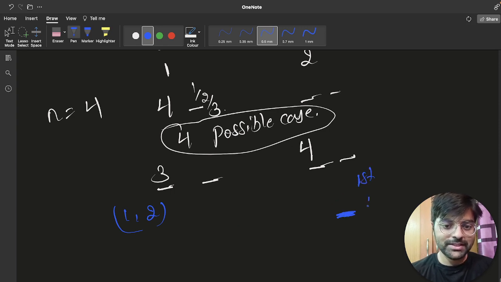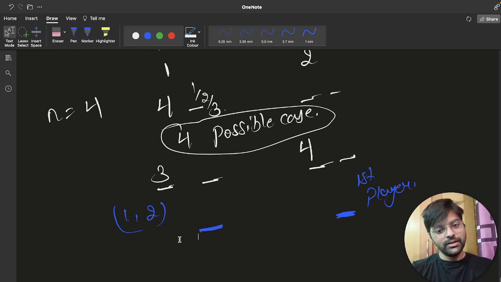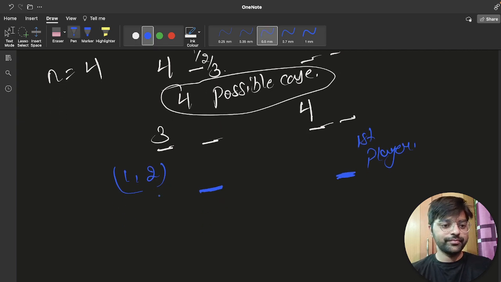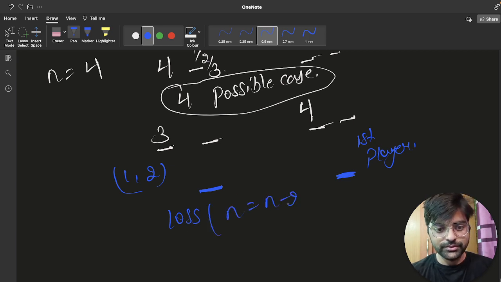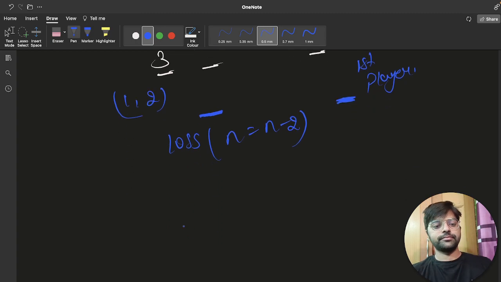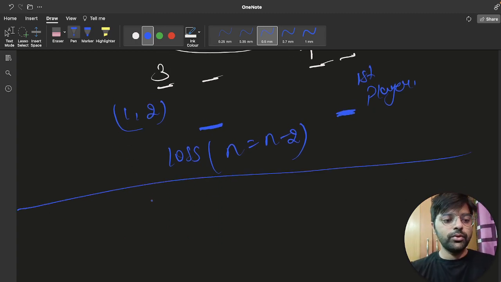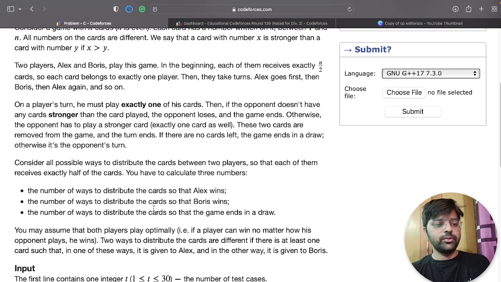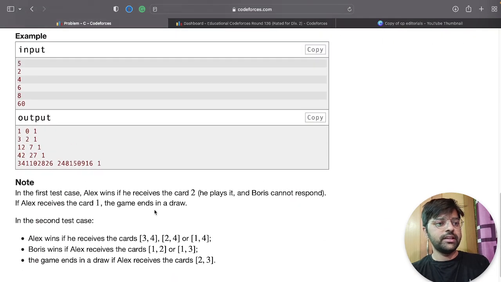Now our first player has changed in the next round, but we want our second player to win. So when the second player wins, the first player has to lose. So what is the loss when n equals n minus 2, right? So now I am creating a table. As you can see, it is initially given 2 4 6 8.